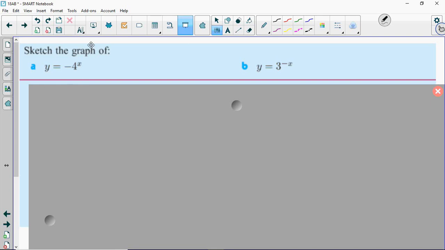Here are two more. We're going to sketch negative 4 to the x. Now, the base here is 4. That's a positive number, so we're okay. It's not in parentheses. So 4 to the x, I know what that looks like. It's got a y-intercept of 1 and a horizontal asymptote of 0. But now it's negative 4 to the x. So that is going to reflect over the x-axis. Now the y-intercept will be at negative 1. The horizontal asymptote will still be at 0.